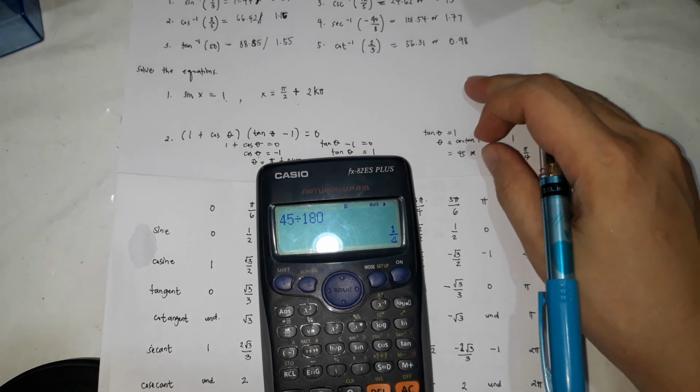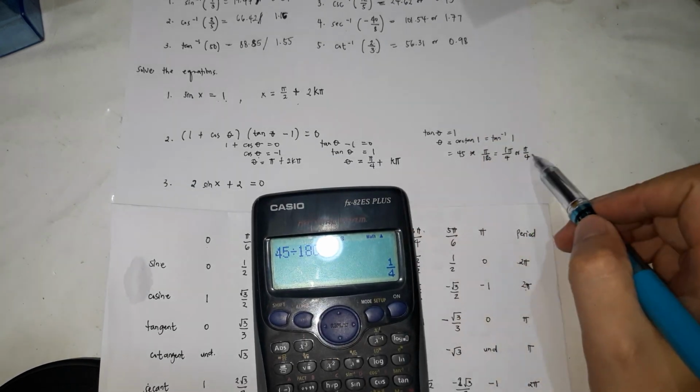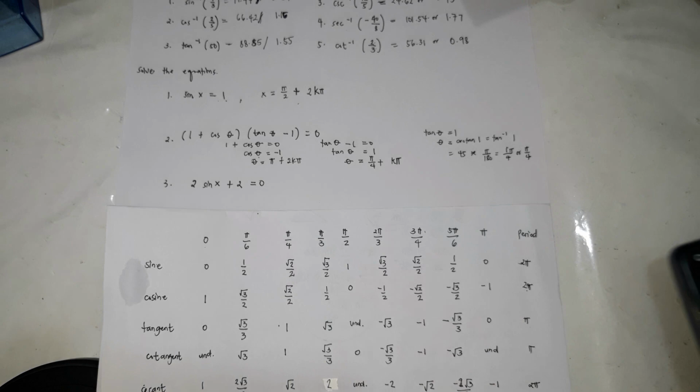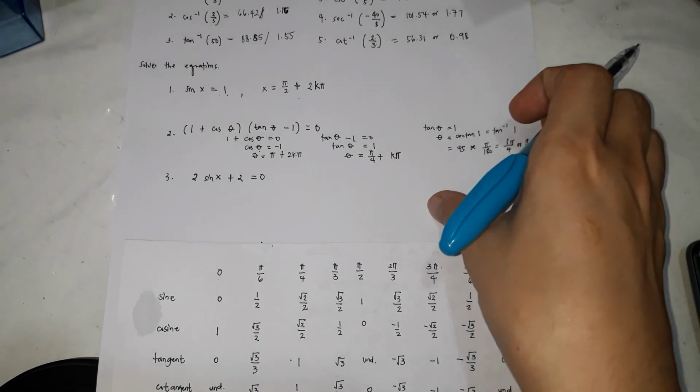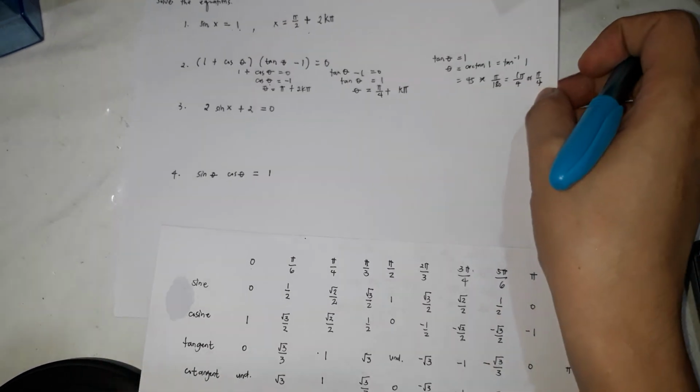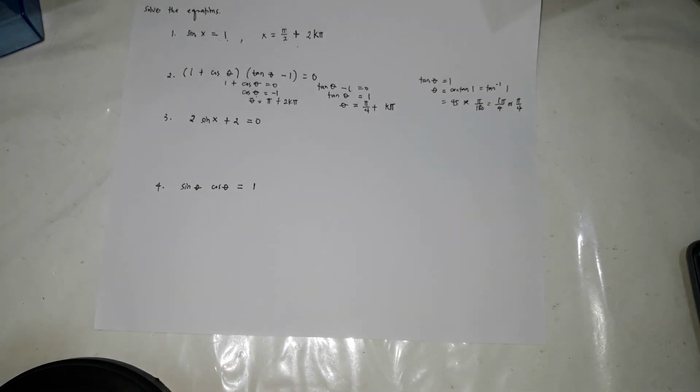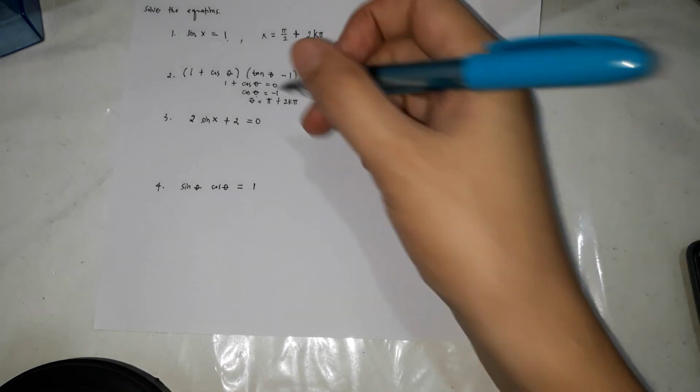Let's see if that is our answer. So pi over 4, pi over 4. So we could also use the calculators in solving. So let's use the calculator in number 3. In number 3, that's 2 sine x plus 2 is equal to 0.